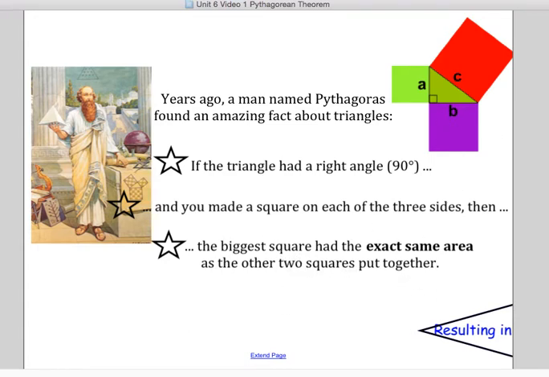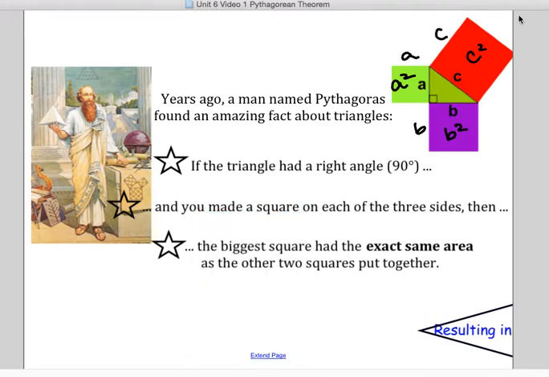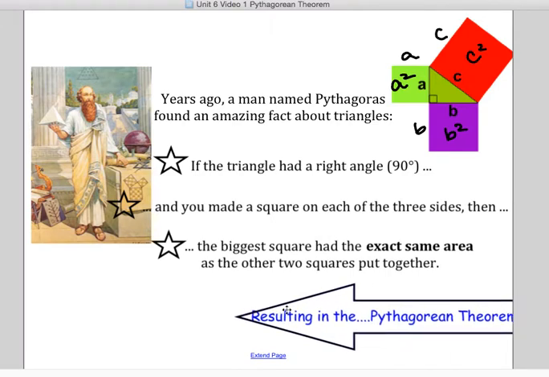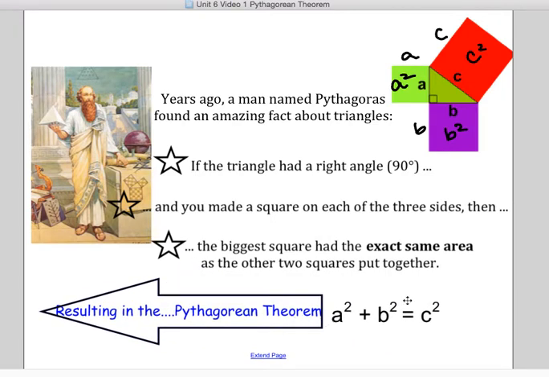So if I'm talking about the area of a square, this one is a square, so it's b by b, so b times b is b squared. So my area is b squared. This one would be a times a, which is a squared. And this one would be c times c, so resulting in c squared. He noticed that when you do this all the time, when you add these two together, they equal the area of the bigger one, which gave us the Pythagorean theorem of a squared plus b squared equals c squared.